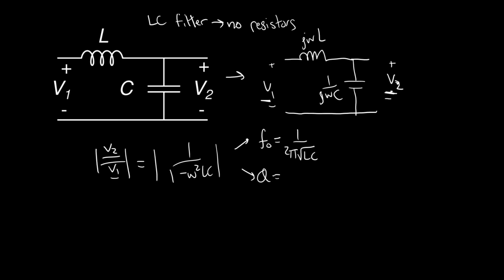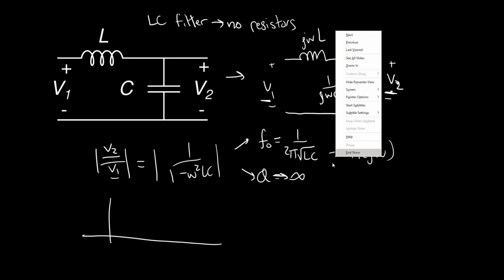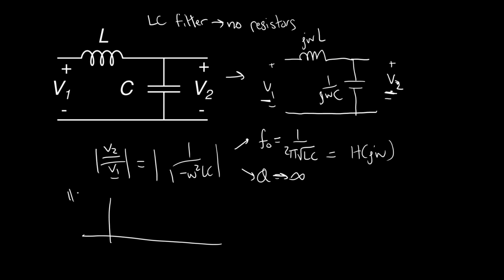And from this, we can notice that there is some cutoff frequency, f naught, which is 1 over 2 pi root LC. And in this case, Q, which isn't related to a switch, it's the resonance Q, tends towards infinity because there's no resistance. So we can plot this. We can give a Bode plot, right? So we can think of this as H of j omega.